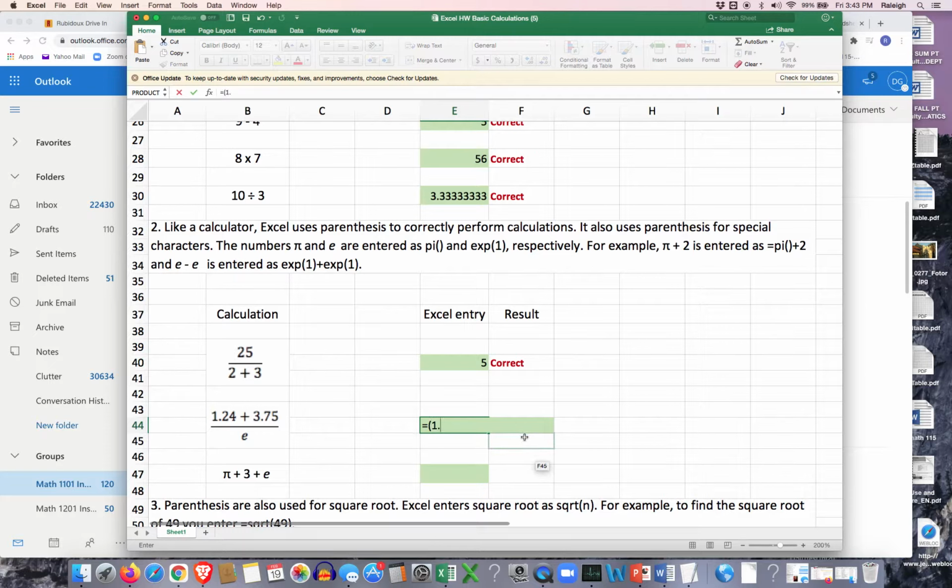That's a little surprising. 1.24 plus 3.75, close parentheses, divide by exp of 1. So let's hit return. Okay, and I predicted it to be almost a 2, and that looks like I'm about right, because 5 over 2.5 would be exactly 2, so the number's got to be a little less than 2.